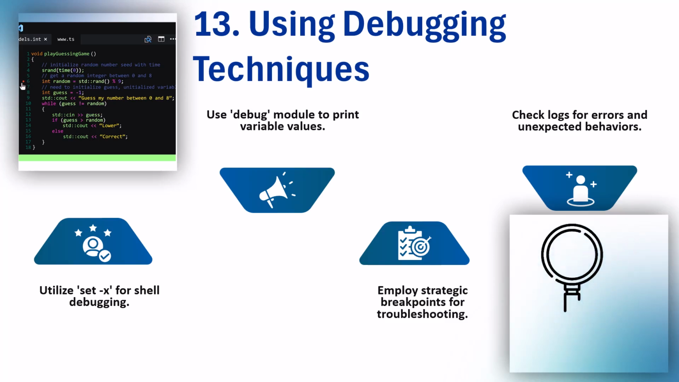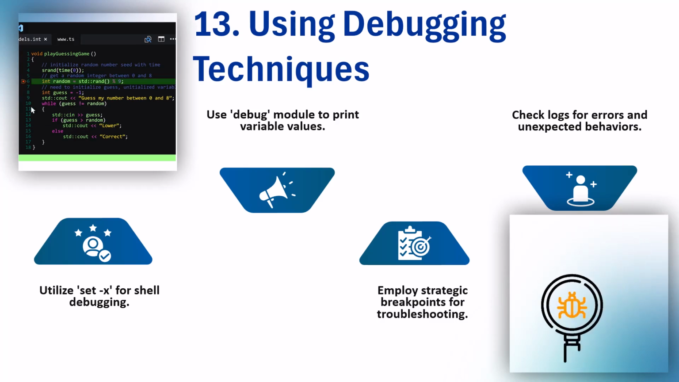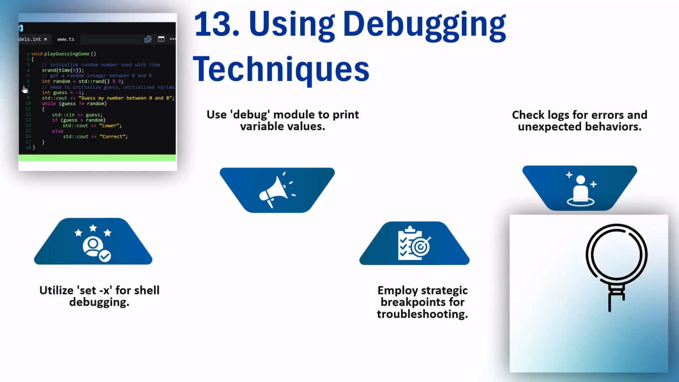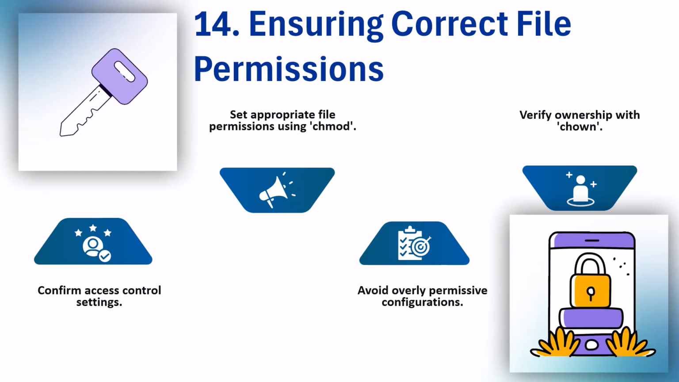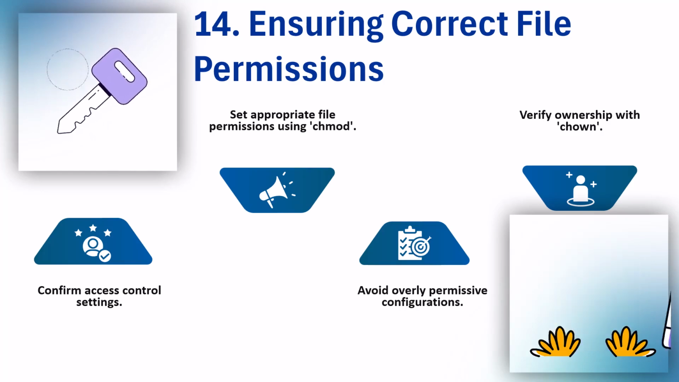Debugging is like detective work, but without the trench coat. The debug module helps reveal variable values. Logs expose hidden issues, and breakpoints let you pause and analyze. And if things get really tricky, toss in a little set -x for shell debugging, because sometimes Ansible plays hide and seek.